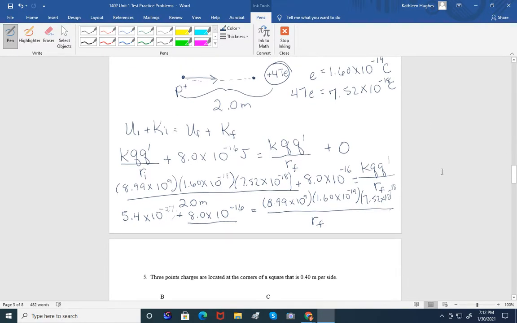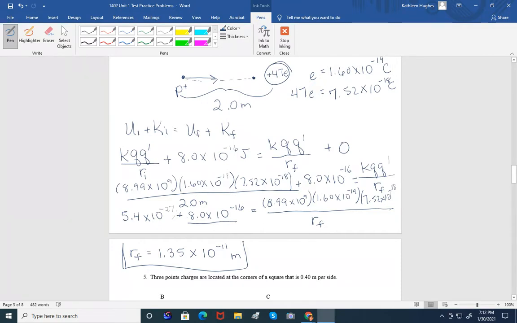See if there's a little room at the top of the next page. There it is. So if I want to solve for R final, I get that R final is all of that stuff on top divided by 8.0 times 10 to the negative 16. And I get that R final is 1.35 times 10 to the negative 11 meters. So it will get really close to that silver nucleus, but it won't actually touch it. Remember, they repulse each other.